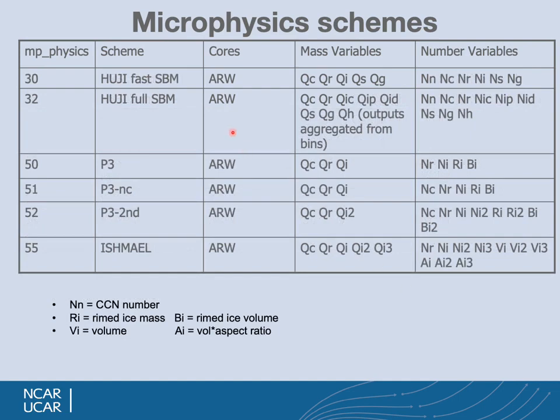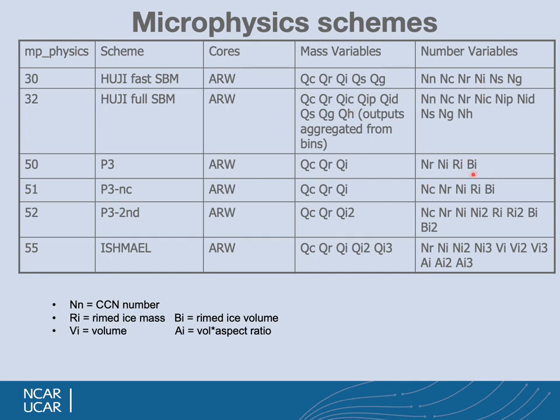The bin schemes, even though I've only listed these mass variables, will combine its bins to these mass variables so that you can look at them in the traditional way with the QC, QR, QI, etc. But they actually can also output each size of particle. As I mentioned, it has maybe over 100 variables if you want to look at them all. But we do have this combined diagnostic output, which you can look at more easily. And also the numbers are similarly combined for the bin schemes.